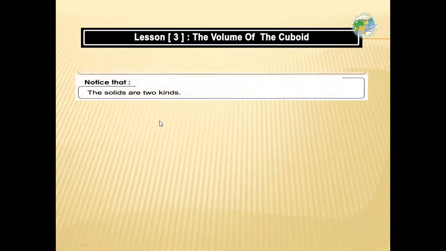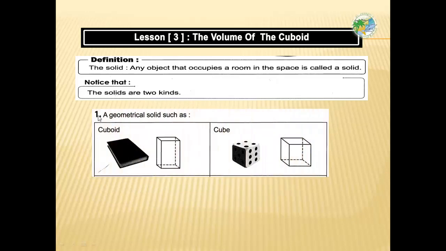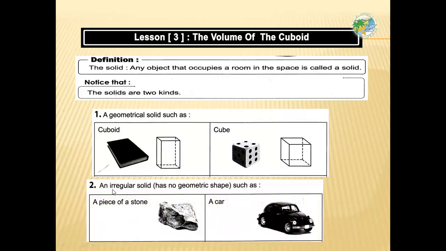Now, definition of solid. Any object that occupies a room in space is called a solid. Notice the solids are 2 kinds. There are geometrical solids such as cuboid and cube. This is a geometrical solid, it has dimensions. But another type of solid, an irregular solid, has no geometrical shape, such as a piece of stone. This is an irregular shape. No geometrical shape.